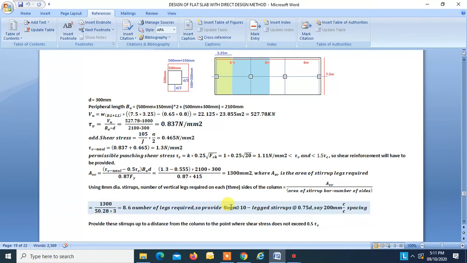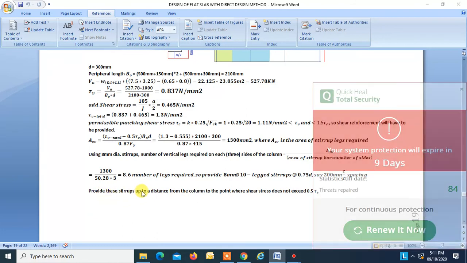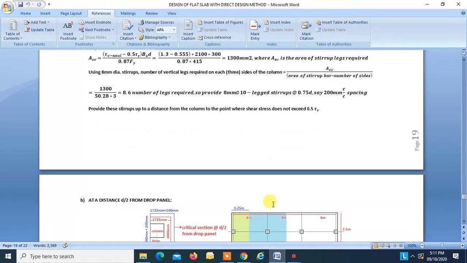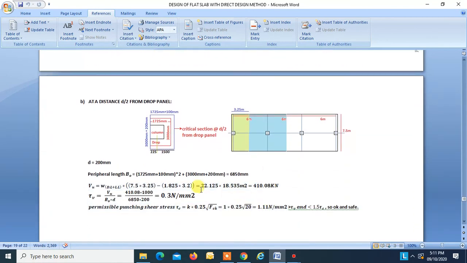So 8 dia stirrups, 10 leg stirrups will be provided at a distance 0.75 d, say 200 center to center spacing. Provide these stirrups up to a distance from the column to a point where shear stress does not exceed 0.5 tau C. So we will provide the stirrups in the whole drop panel. Now at distance d by 2 from drop panel. So we are taking the section at distance d by 2 from the drop panel.